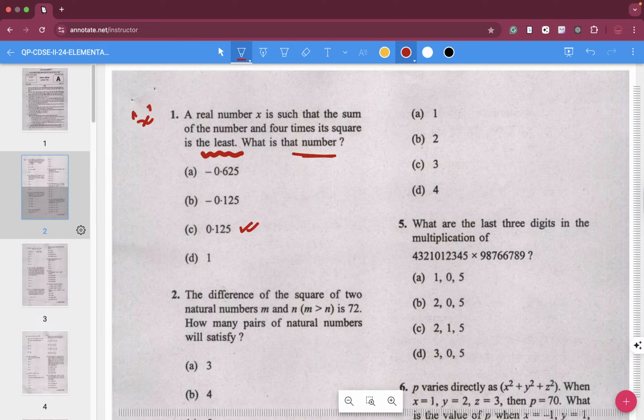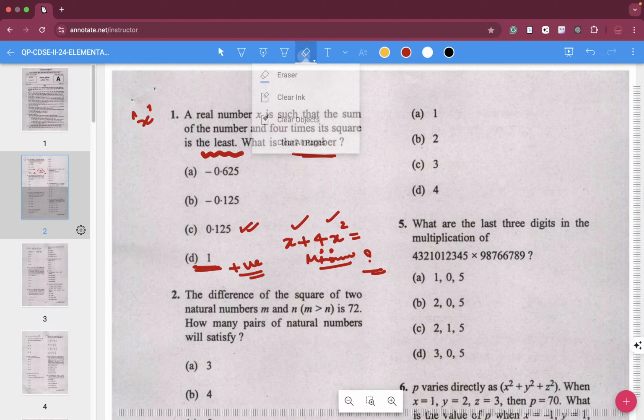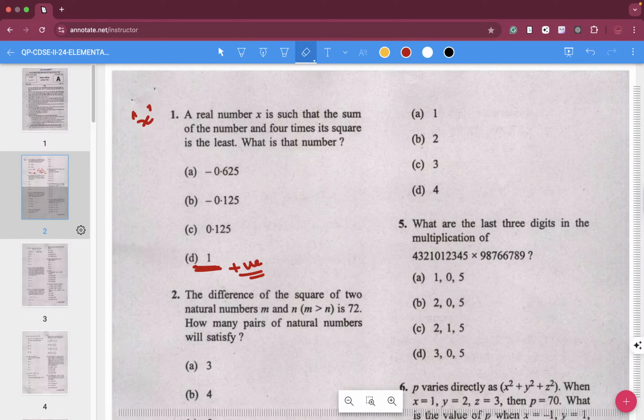What it means is that x plus 4 times x square has to be minimum. Now if you assume this particular value, it is going to give us a positive value because it's a positive number. So option C will give you a positive value, and option D will also give you a positive number. So now the contention is only with option A and option B.